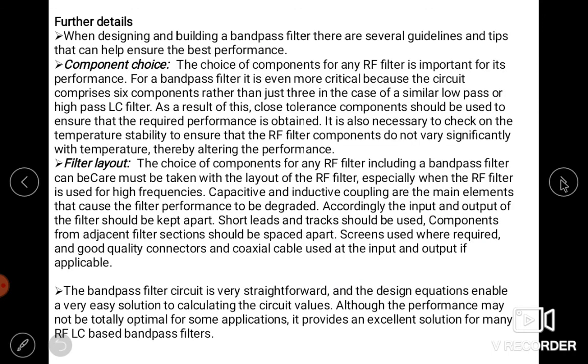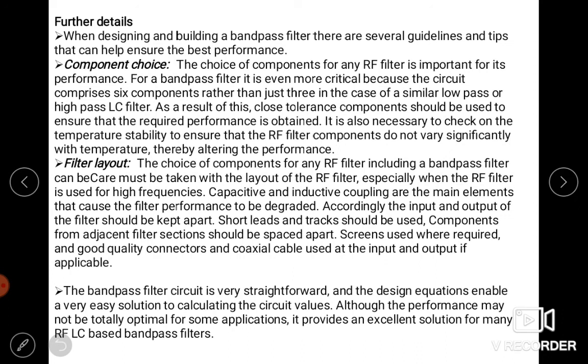While building the band pass filter, I have earlier told you there are several guidelines and tips that help ensure the best performance, meaning which components you choose and which filter layout you choose. I have mentioned some points over there. Just read them out; these are the steps to take into consideration while designing filter circuits. I told these earlier in the circuit diagrams.